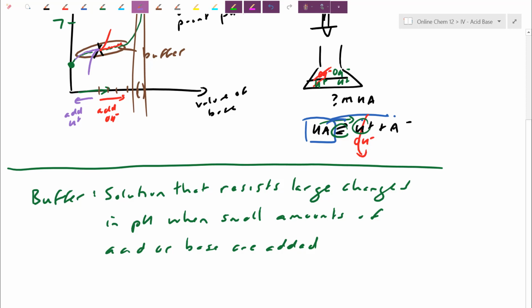Eventually, when the buffer runs out, if you keep adding base here, the buffer is totally gone. Then the pH suddenly jumps. The same with acid, that's when the pH suddenly jumps. So it's only within a very narrow region.